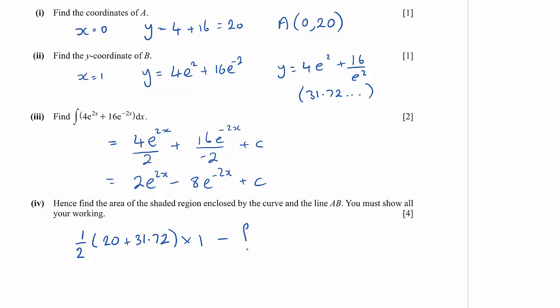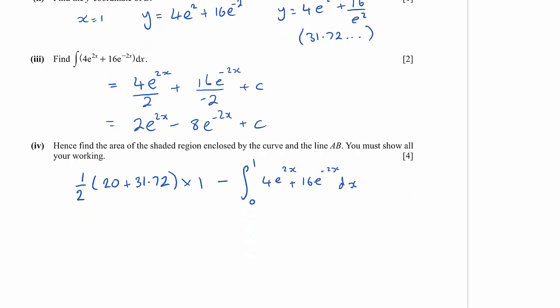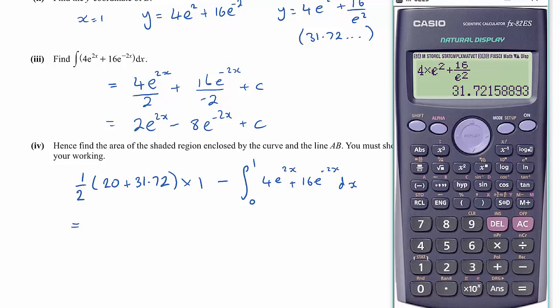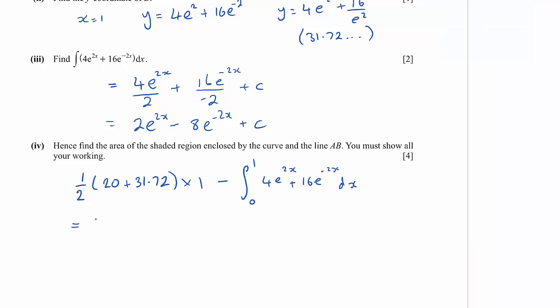And then we want to take away the integral from 0 to 1 of 4e to the 2x plus 16e to the negative 2x dx. Okay, so the first part's easy enough. So what do we got? We've got a half multiplied by 20 plus the last answer times 1. So it's 25.8608.